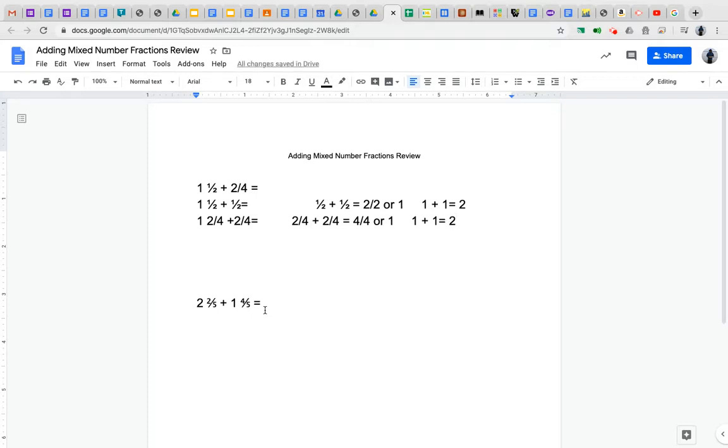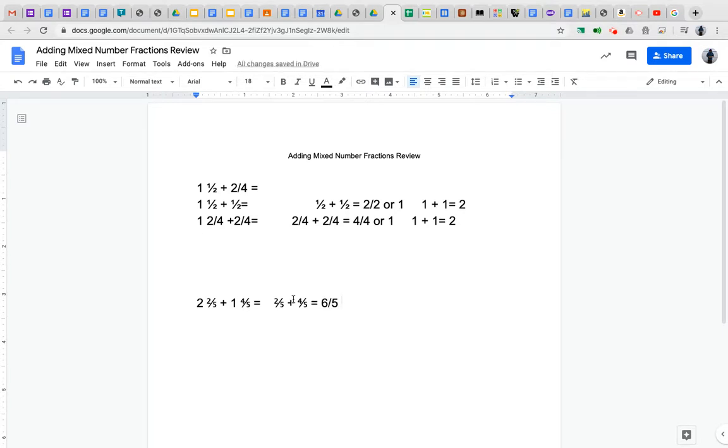So now we're going to go down here and do this one. I have 2 2/5 plus 1 4/5. So again, I'm going to do the fractional parts first, and then I'm going to add the whole numbers in. So 2/5 plus 4/5 equals 6/5.